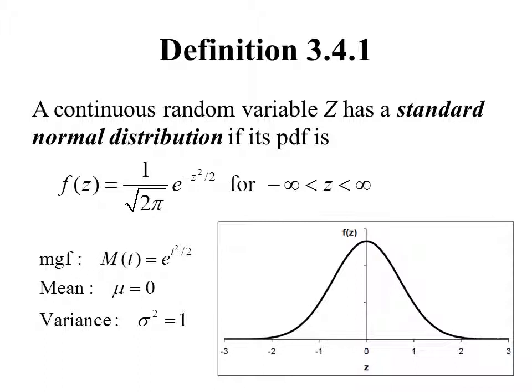Now it can be shown that the moment generating function of this random variable is e to the t squared over 2, that the mean of this random variable is 0, and that the variance and standard deviation are equal to 1. So these two numbers are important to remember. Standard normal distribution means mean 0, and standard deviation and variance equal to 1.